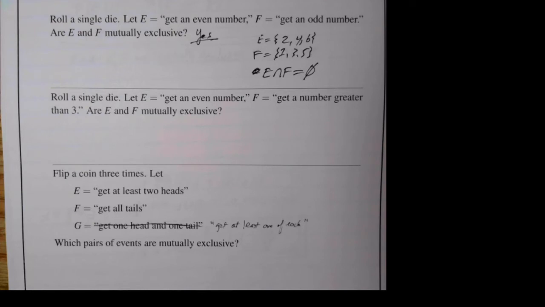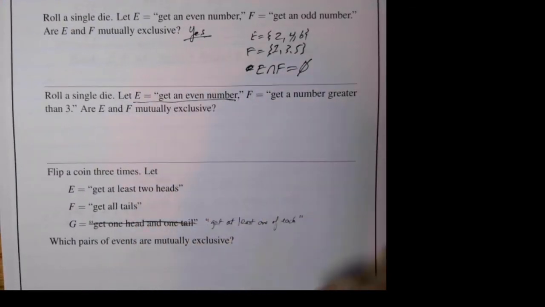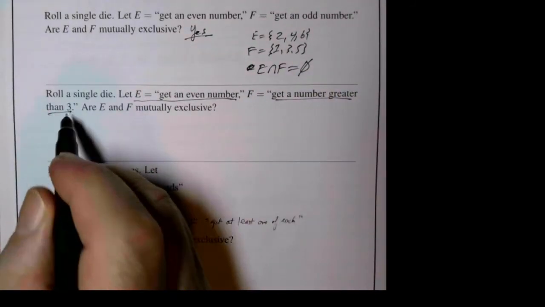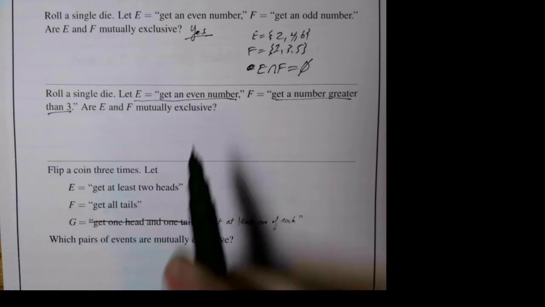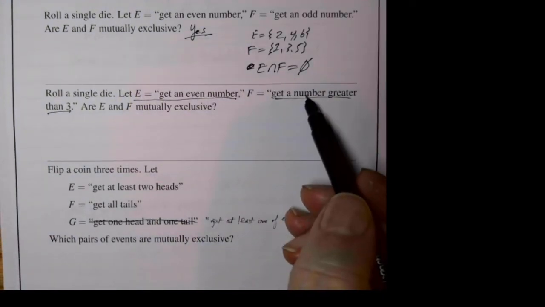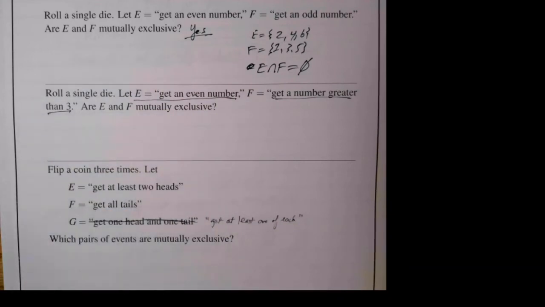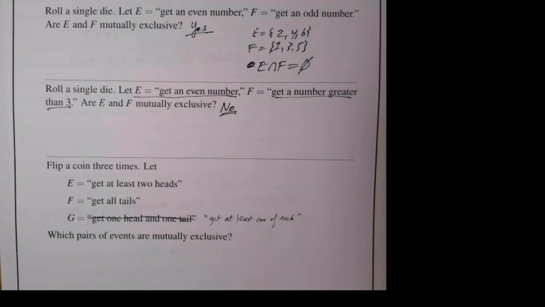So is there any outcome of rolling a single die that would give you both an even number and a number greater than 3? Sure. The outcome 4 would make both of these occur. It would be an even number, so E occurred, and it would be a number greater than 3, so F occurred. So these are not mutually exclusive, and if you wrote out the sets, you would find that they did have a non-empty intersection.